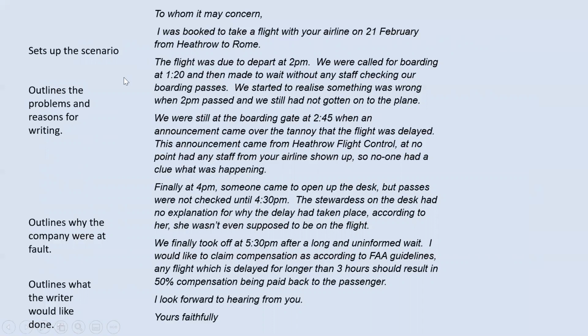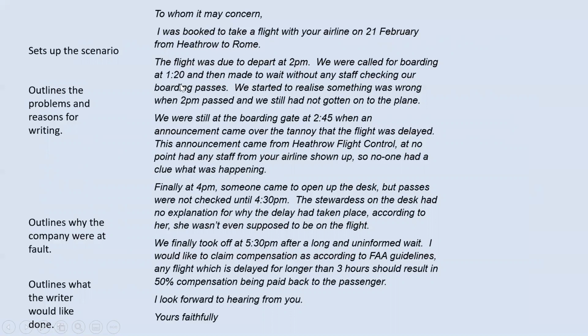So in terms of putting the letter together, I didn't have a name for the person I had to write to, so I went with "to whom it may concern." You could use "Dear Sir / Madam" as well. So the first paragraph here outlines the scenario. "I was booked to take a flight with your airline on the 21st of February from Heathrow to Rome."